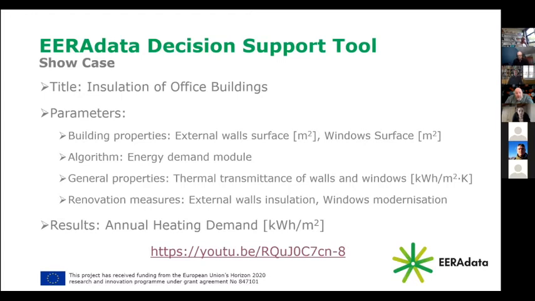But as I said, we have already defined renovation measures, which are external wall insulation and windows modernization, that have all these changes defined, and a user can only choose the renovation measure he or she wants to use. The results, the outcome that we are going to achieve is an annual heating demand.